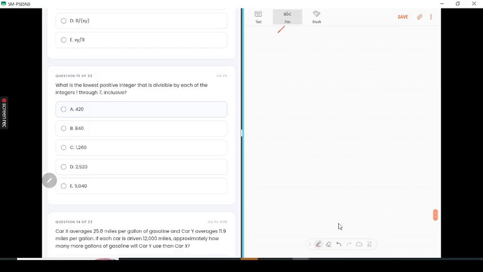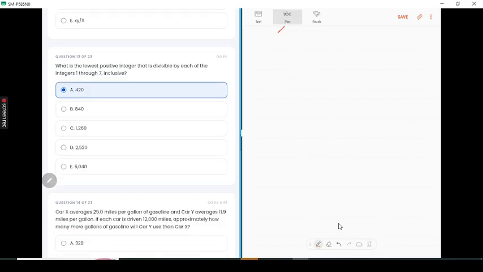What is the lowest positive integer that is divided by each of the integers 1 through 7? Since you have your calculator, you just pick up 420 divided by 1, 420 divided by 2, 420 divided by 3. Try it now. You will notice that all of them can divide 420, and 420 is already the lowest, so we select it.